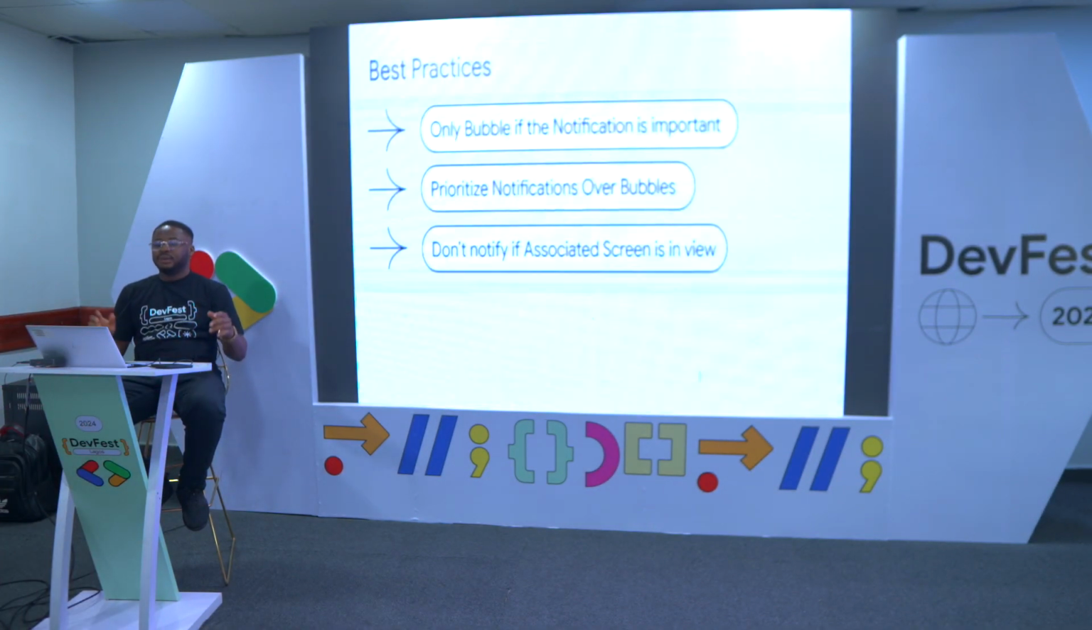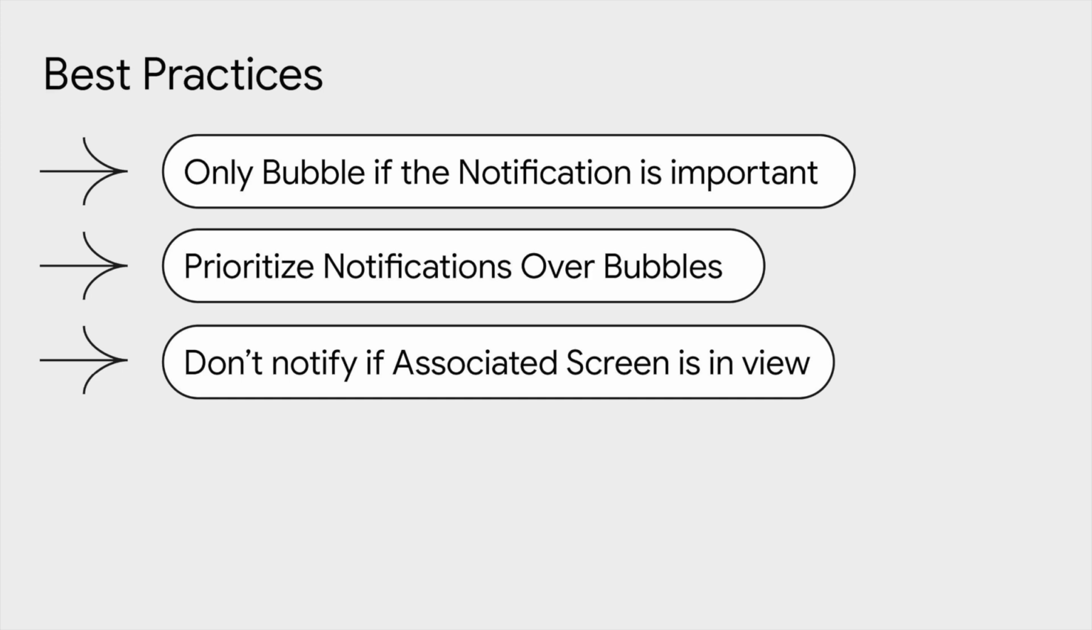So from there, best practices. One, only show bubbles if the notification is important. It's not everything that should bubble. I mean, if you want to notify that Android settings were updated or your app has an update, you don't need to bubble it. You can't even start bubbling it because how would you start generating the person class and all those things? No. So it has to be contextual.